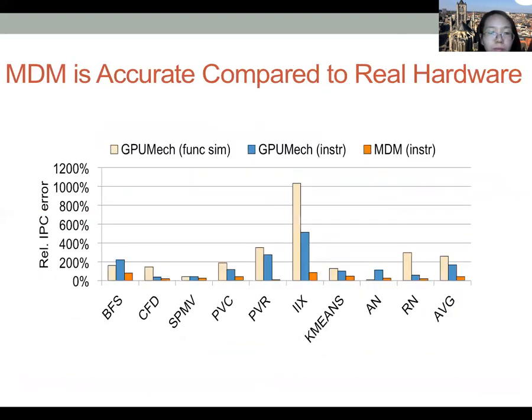Now, we move to real hardware validation. The first bar is GPU-Mech with functional simulation to collect traces. The second bar is GPU-Mech with instrumentation. Binary instrumentation improves the accuracy of GPU-Mech from 260% to 164%. The reason is that profiling happens at the native instruction level using instrumentation, instead of at the intermediate PTX level using functional simulation. Then, MDM significantly reduces the prediction error to 40% compared to real hardware.